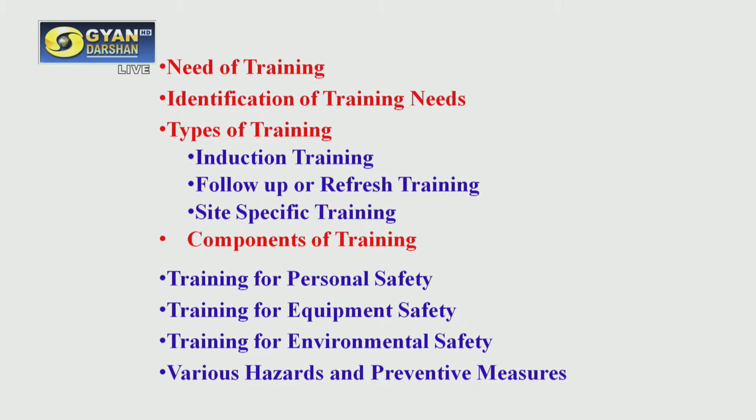Today I'll discuss with you training for equipment safety, then training for environmental safety, and finally various hazards and preventive measures. So these are the three more components of the training that I'll be discussing with you. Let us begin with training for equipment safety, which is actually the second one, because the first one I already discussed in the last lecture.